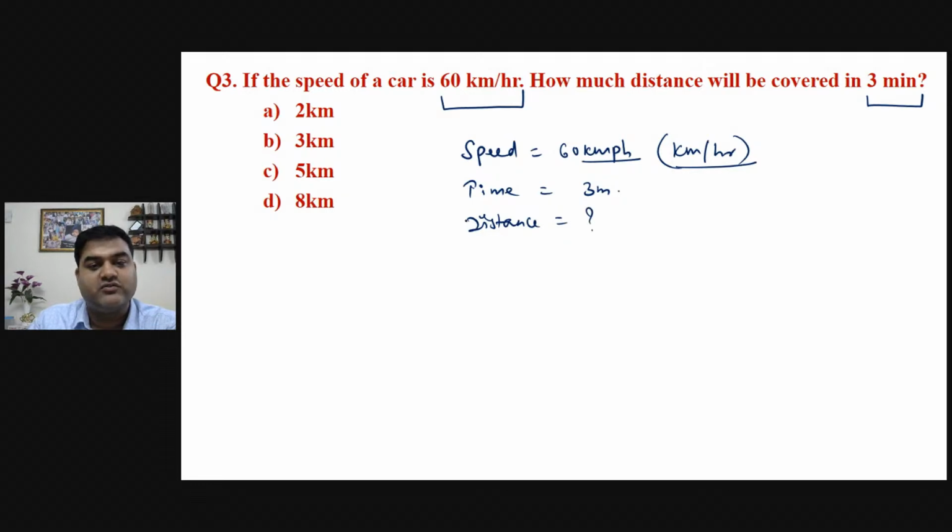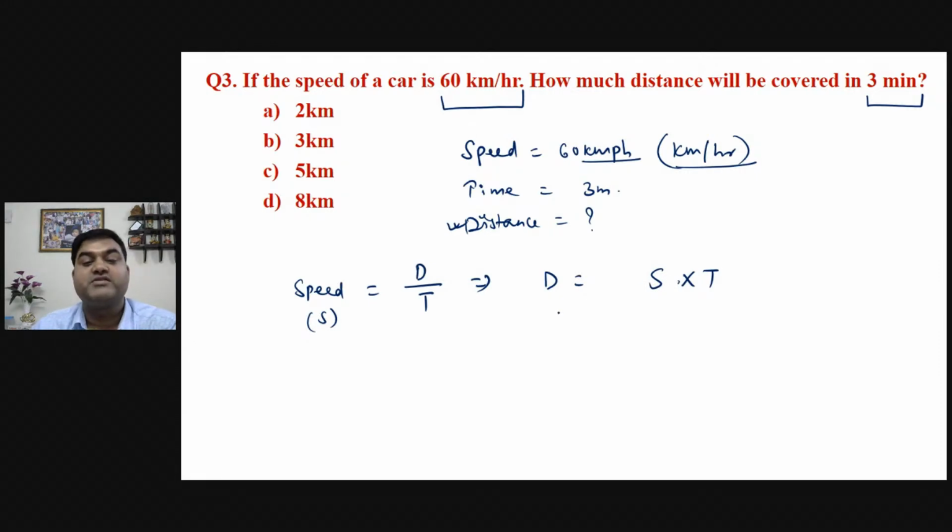Distance is equal to what? Correct. What do you know? You know speed is equal to distance by time. S is equal to d by t, right? We have to find distance, right? So what will be d? D can be written as speed, which is s, into t. Can we write? Okay, so I'm rewriting speed as s. S into t, so this formula we will use to find out.